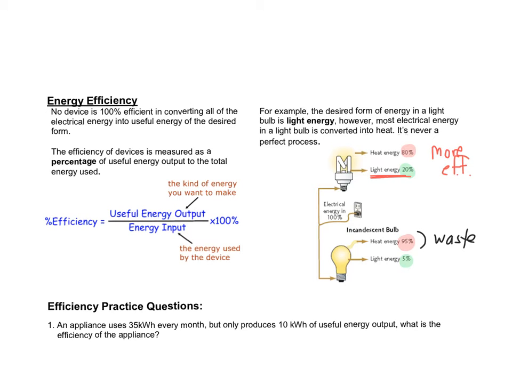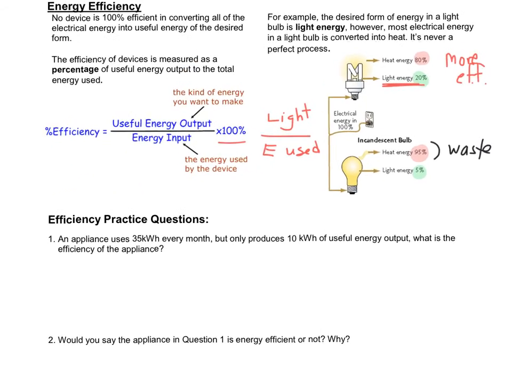Now, we can calculate energy efficiency by looking at the useful energy output, so that's the energy we want to make. In our light bulb case, it would be light, compared to the amount of energy used by the device, and then multiplying that by 100. So let's try our practice problem over here.